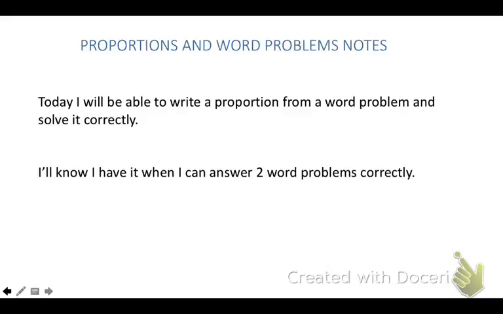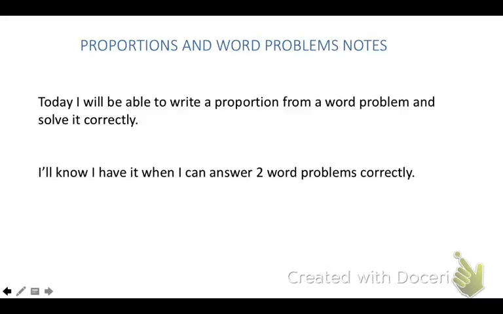I said 2. Remember now, I know you can probably do some of these in your head, but I want you to get used to showing your work, because when you get into 7th and 8th and higher levels of math, you're not going to be able to solve them as quickly mentally. So get used to doing that.